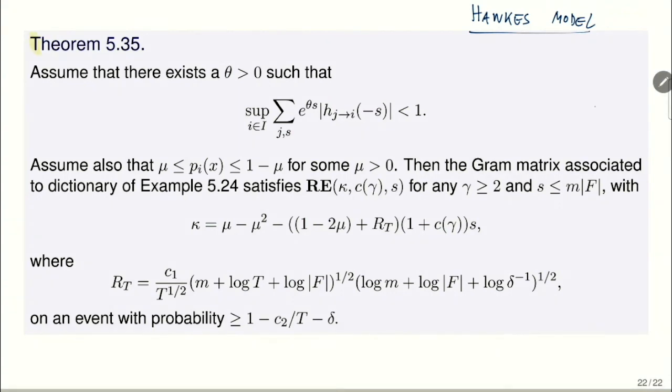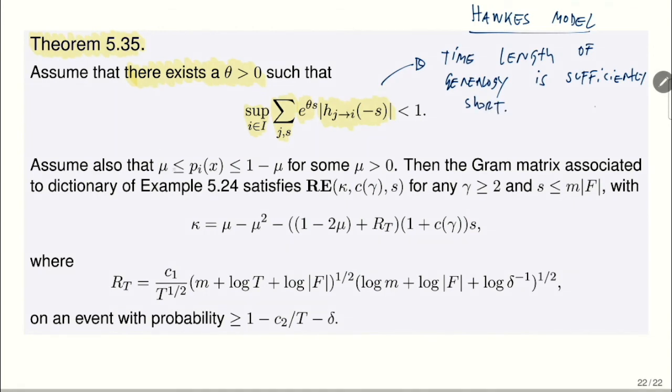So the result is theorem 5.3.5 in the book, and it says the following. Assume that there exists theta strictly positive such that the supremum over i of the sum over j and s of e to the theta s times the absolute value of h_{j to i} of minus s is strictly smaller than 1. So this says that the time length of the genealogy is sufficiently short.